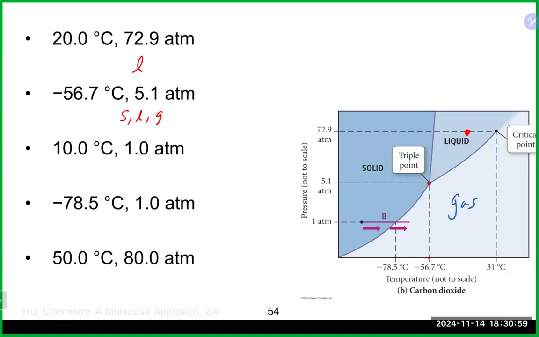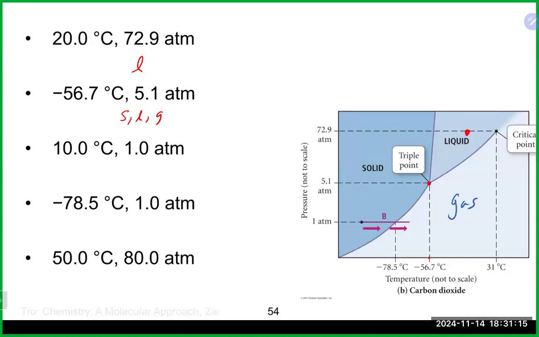So if you want everything to occur at the same time, you've got to take your dry ice to about 5 times normal pressure and drop the temperature to negative 56.7. You'll have everything happening at once. I don't know how happy you'll be standing in a room like that, but you would have everything happening.